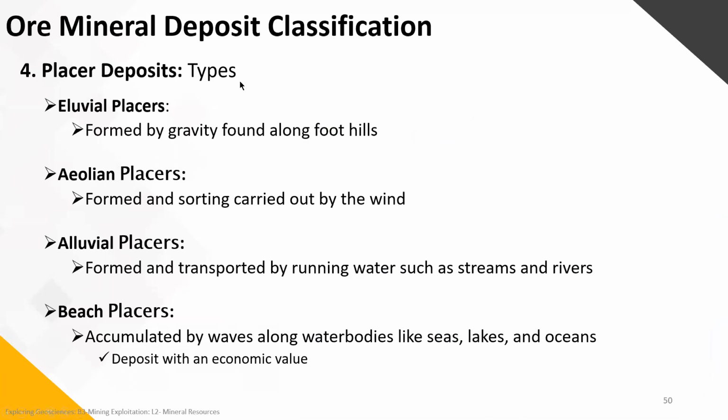Our placer deposits can be divided into four types: the residual, the aeolian, alluvial, and the beach. Residual are the ones that form by gravity found along the foothills. The aeolian placers are the ones formed and sorting carried out by the wind. The alluvial placers are the ones formed and transported by running water, such as streams and rivers. And finally, the beach placers are the ones that formed by the waves along water bodies like seas, lakes, and oceans. And these have an economic value.